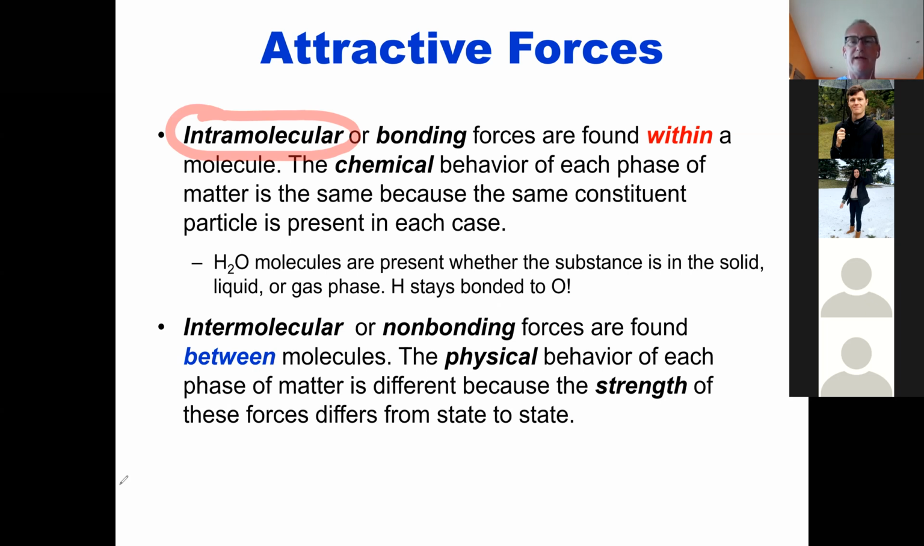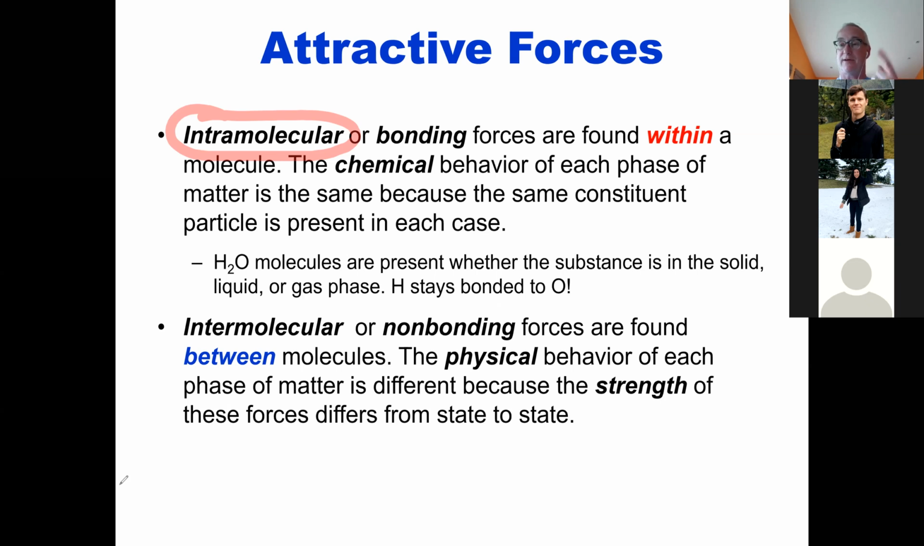So the chemical behavior of each phase is the same because the particles are the same. The physical behavior of each phase of matter is different, but chemically they're all still the same thing, still water. That's one thing beginning chemistry students have a really hard time with: when you boil water, it doesn't turn into hydrogen and oxygen. It's still water, it's still chemically linked. So its physical properties are different, but chemically it still reacts like water does. It's still going to rust iron, regardless of whether it's ice, liquid, or a gas.